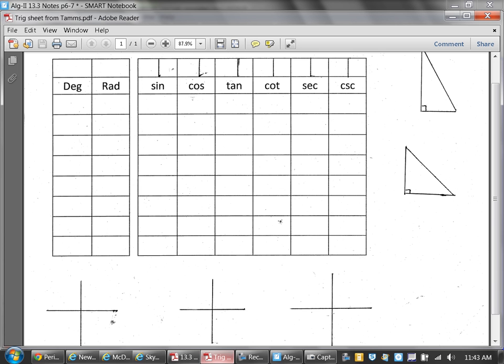What I found over the past few days is that most people are really starting to understand where all these values are coming from, especially when we're dealing with the special triangles. It's a little bit clearer for most people to visualize with the triangles.